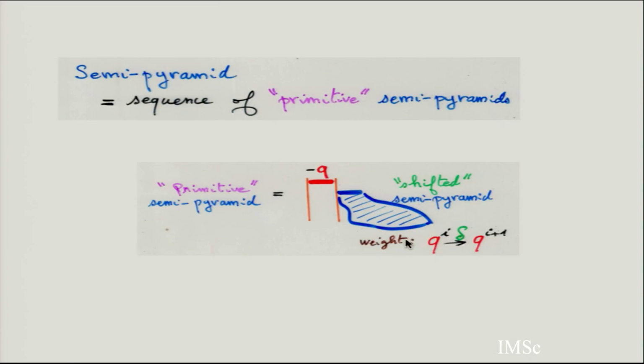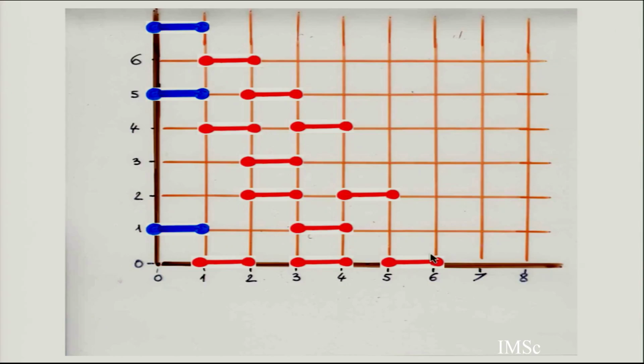And this on the right will be again a shifted semi-pyramid. So again it will be exactly the same semi-pyramid, but the weight is shifted. Instead of q power i, the weight of each dimer you have to replace by q power i plus 1. So this is the map delta, it's shifting the weight, multiplying by q. So again, I like this kind of pushing dimers.